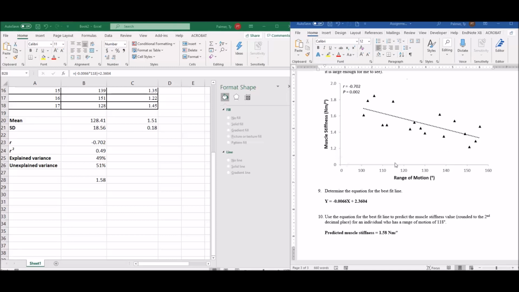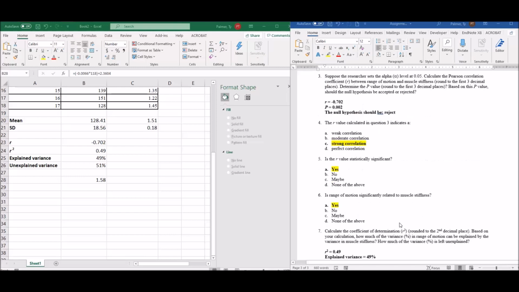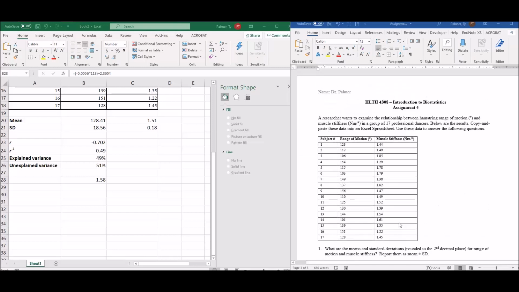Okay, I think that's it. After you've answered all the questions on your assignment 4, make sure you have your name at the top left corner. Have you answered all of the questions for assignment 4? Make sure to save this to your computer. After you've saved your assignment 4 with all of your answers, you can go back to Blackboard and upload it to the Blackboard Dropbox.